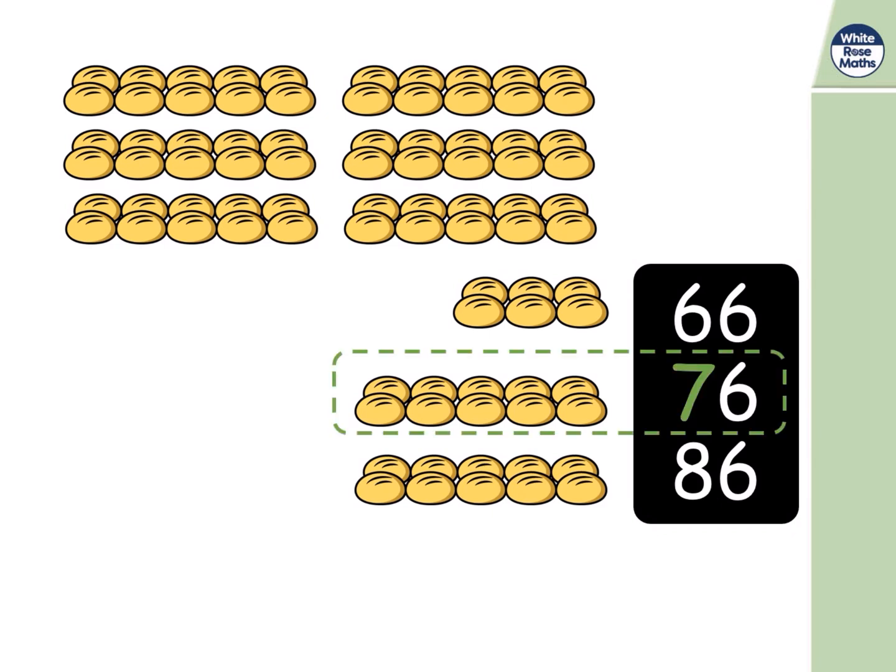Do you notice? When we added 10 more, it was only the tens digit that changed. It changed from 66 to 76. And then when we added another 10, the tens digit changed again, from 76 to 86. The ones digit, the 6, stayed the same. I wonder if this always happens.